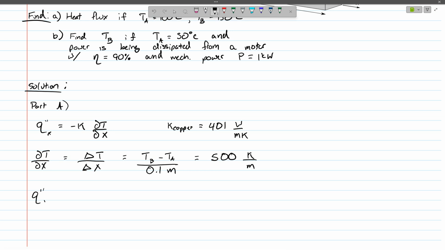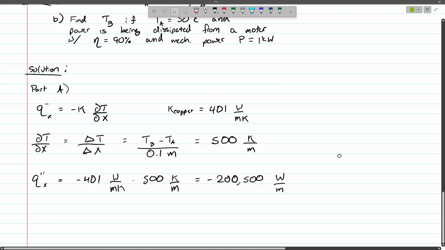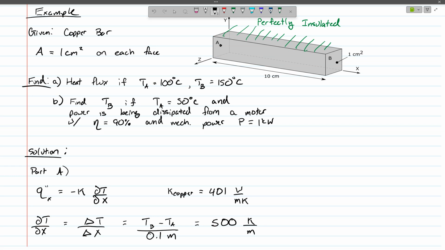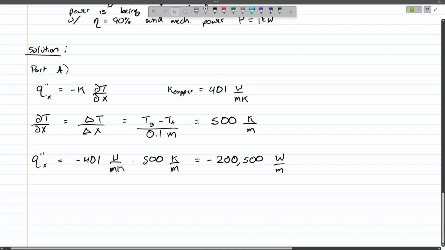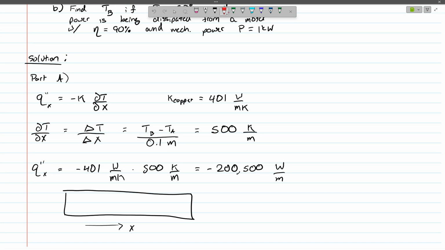So now q double prime x is just a matter of multiplying negative 401 watts per meter Kelvin by that 500 Kelvin per meter, and we get 200,500 watts per meter squared, with a negative sign on there, indicating, in this case, that the thermal energy is flowing from, if x is pointing towards B, B is hotter, so thermal energy is flowing in the negative x direction. So x, TB, TA.